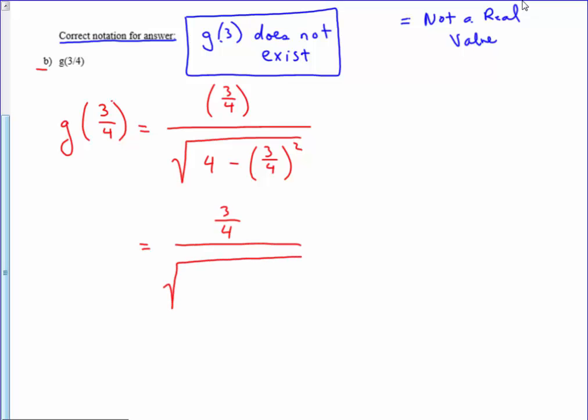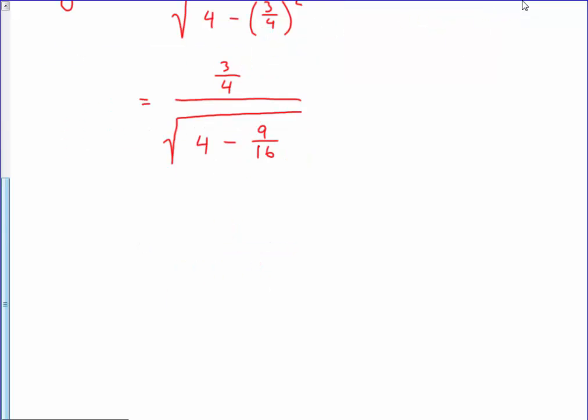In the denominator, we'll have 4 minus, and then when you square a fraction, you should square both the numerator and the denominator of the fraction. So 3/4 squared should be 9 over 16. From here, it's a matter of what order do I need to do the problem in. First order of business would be the 4 minus 9/16 on the bottom.